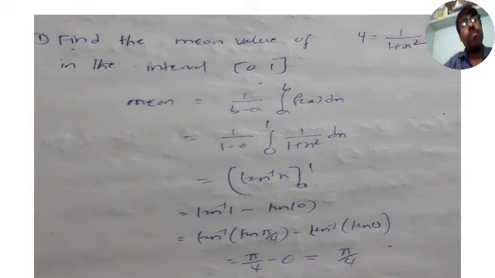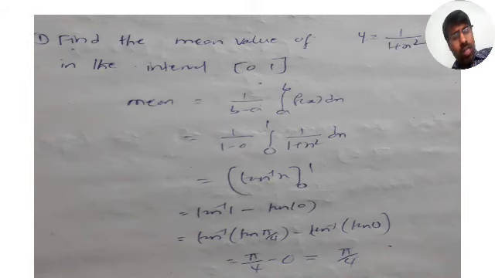What the problem says is, find the mean value of y is equal to 1 by 1 plus x square in the closed interval 0 to 1. This problem has come many times in examinations and is very easy, but very important, a repeated problem. Maybe the limits may be changed, but many times the same function is repeated. So read it: find the mean value of y is equal to 1 by 1 plus x square in the interval 0 to 1.